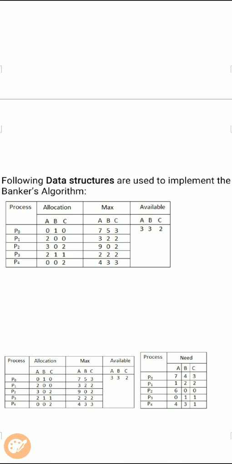processes P0 to, for example, P4, and an allocation matrix, in which we are going to have the instances of the resources, for example A, B, C. For example, the resource is printer. A will be the laser printer, B will be the dot matrix printer, C can be the inkjet printer. So these are the different instances of the printer resource. Then we are going to have the max matrix, again with the different instances of that resource, and the available matrix.